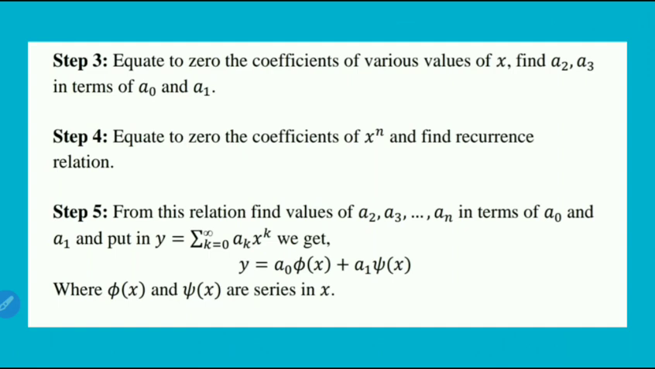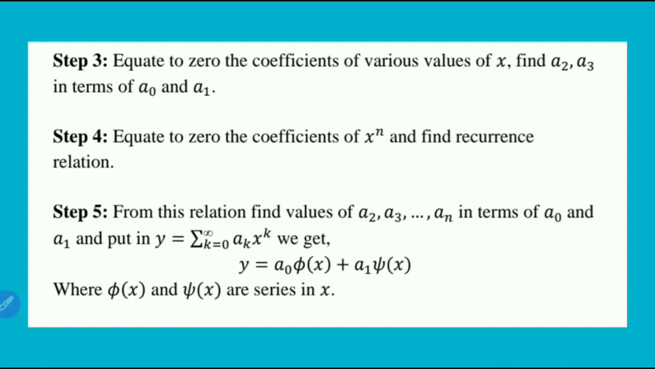And once you get all the values of the constants in terms of a0 and a1, substitute that in the initial equation which we have considered as a solution, summation k ranges from 0 to infinity ak into x raised to k. After substituting all the values of the constants a2, a3 and so on in terms of a0 and a1, your solution y will take this form: y equal to a0 into phi of x plus a1 into psi of x, some functions of x. So in the coefficients of a0 and a1 you will have some functions of x, and those are nothing but power series in x. That is your required power series solution of the given differential equation.